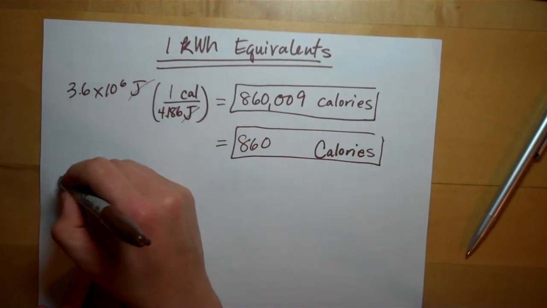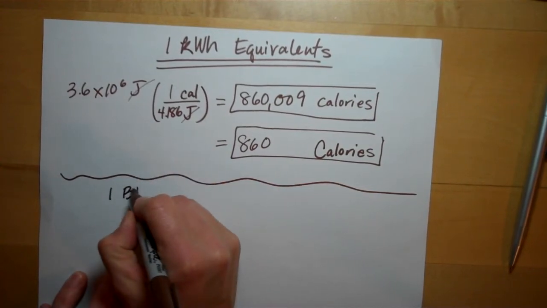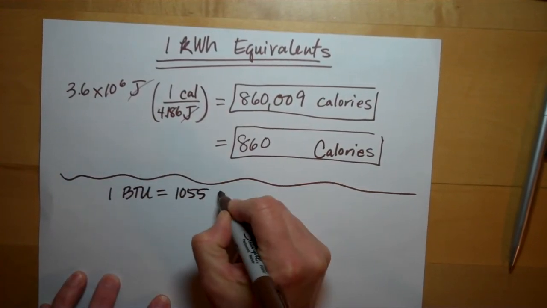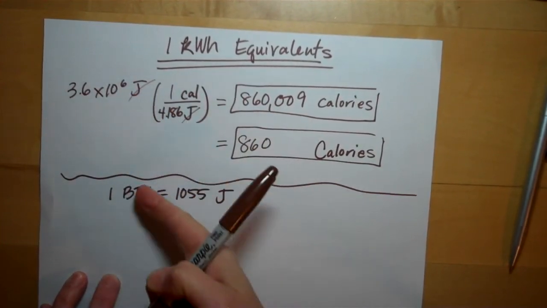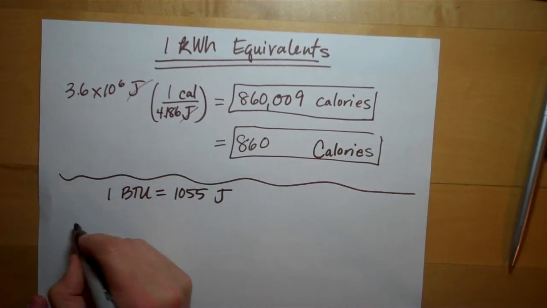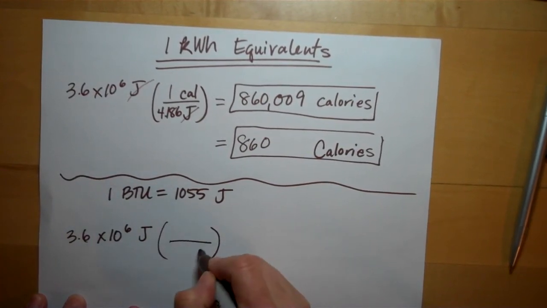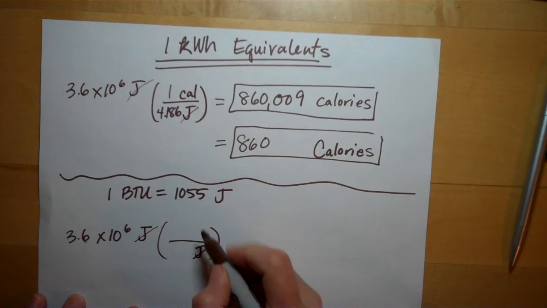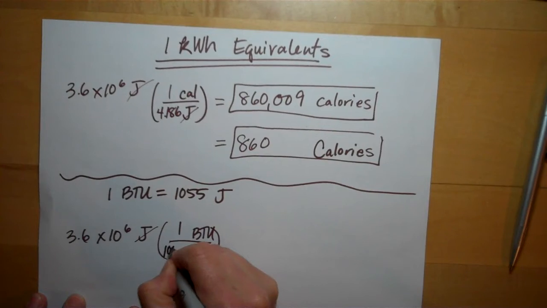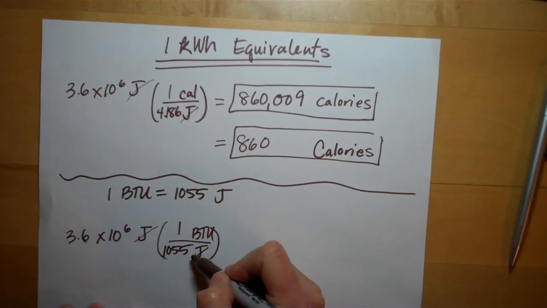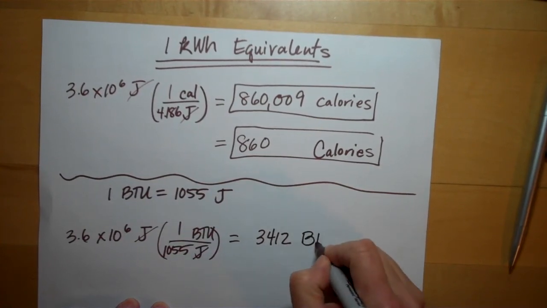We could also relate it to the BTU. Remember we know 1 BTU is the same as 1,055 joules. So if we use this relationship, we can convert joules to BTUs. So our same 3.6 times 10 to the 6 joules. I want joules to cancel out, so I'll put it in the denominator, and I want BTUs on top. Put the correct numbers in: 1 BTU is 1,055 joules. Divide this number by that one, and you come out with 3,412 BTUs.